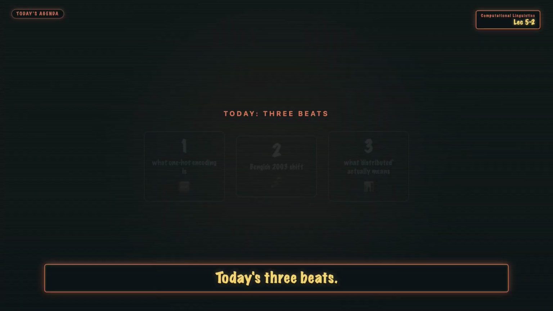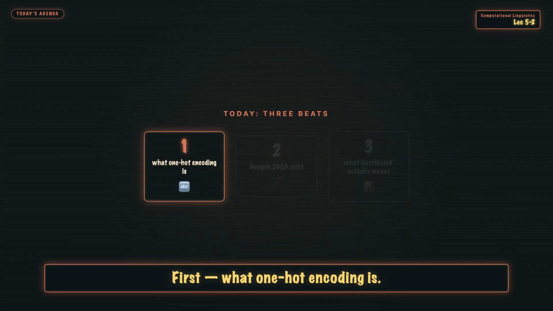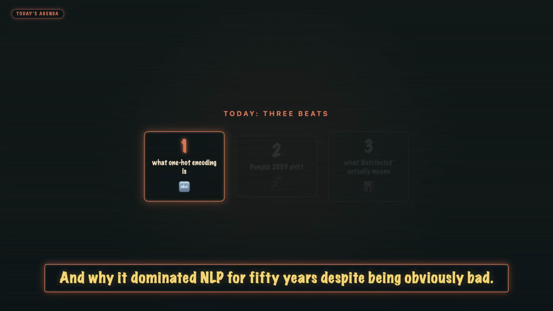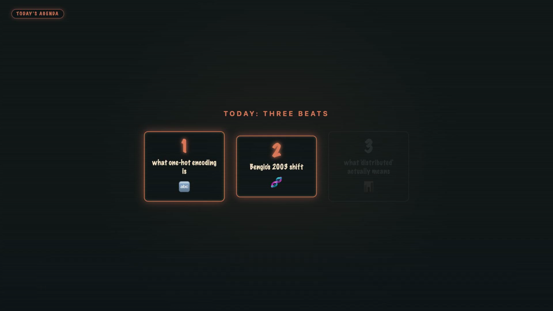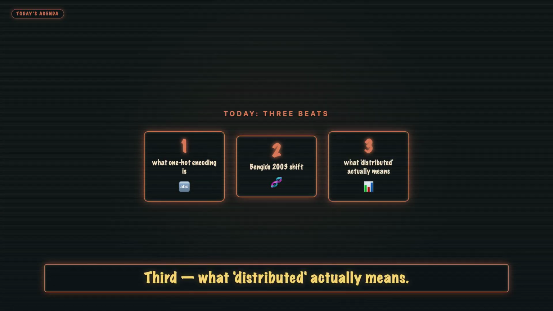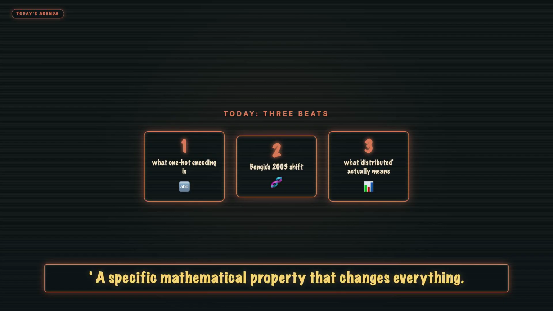Today's 3 beats. First, what one-hot encoding is, and why it dominated NLP for 50 years despite being obviously bad. Second, Bengio's 2003 shift, the neural probabilistic language model, first real embedding. Third, what distributed actually means, not just small, a specific mathematical property that changes everything.